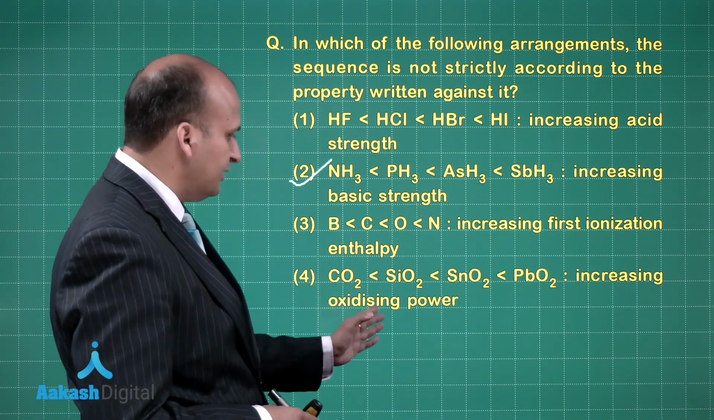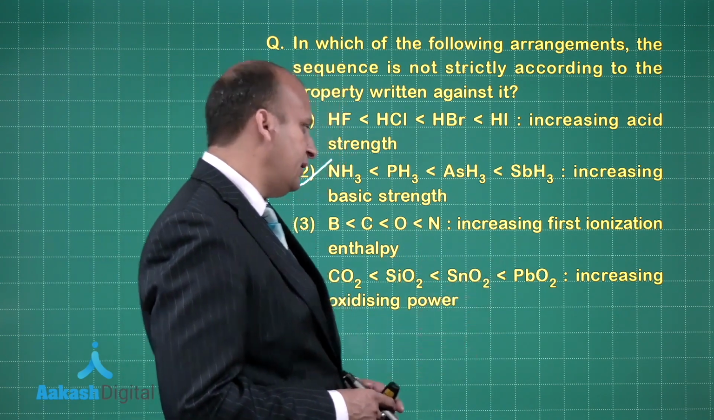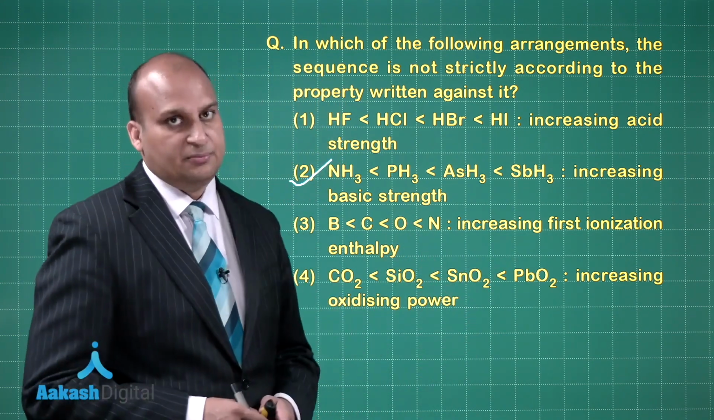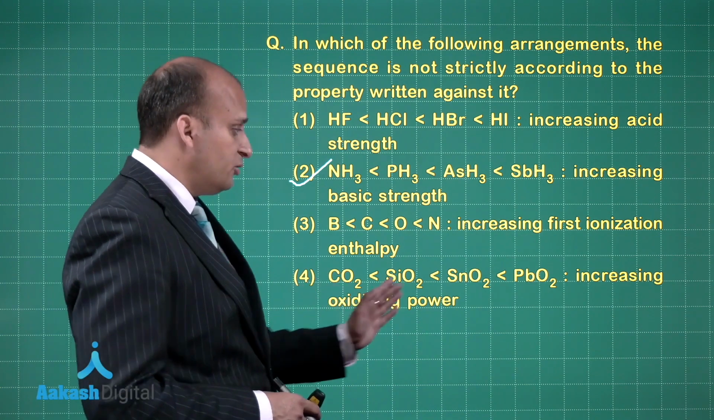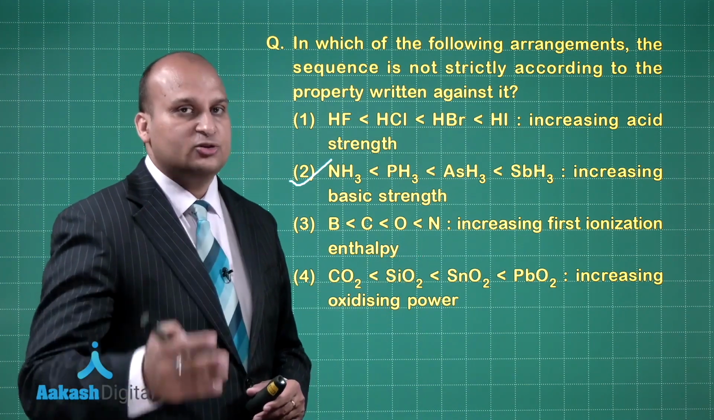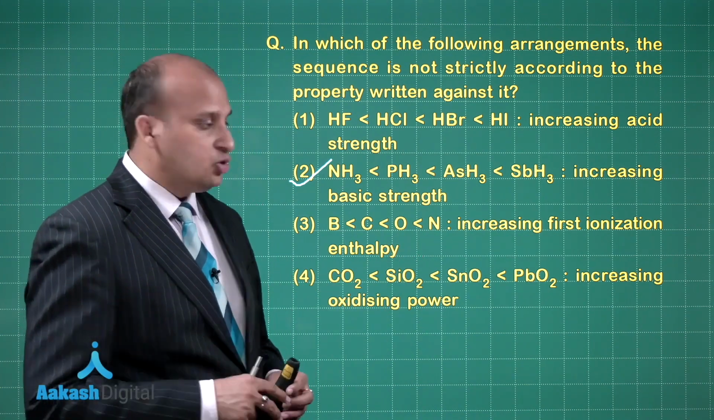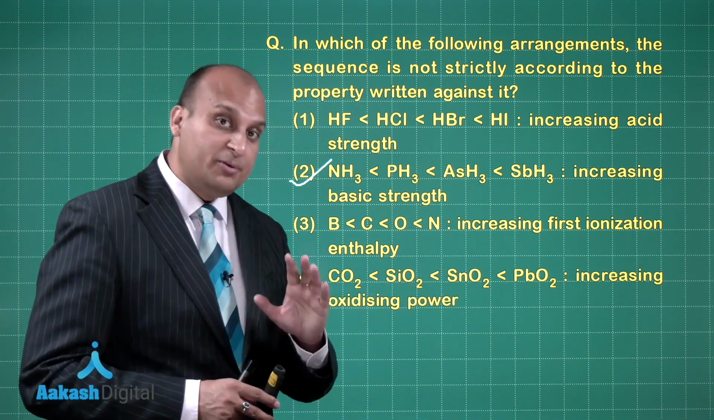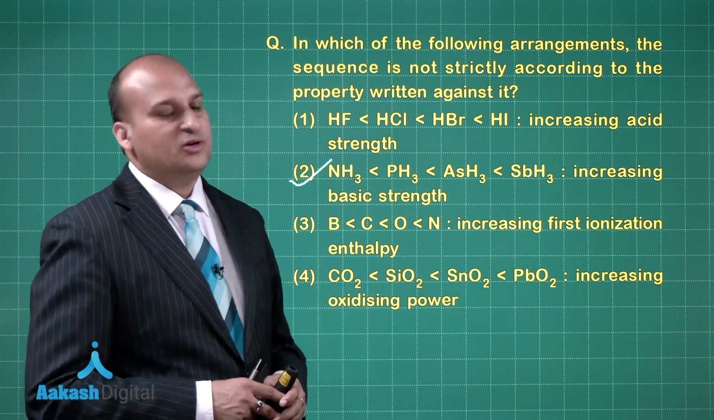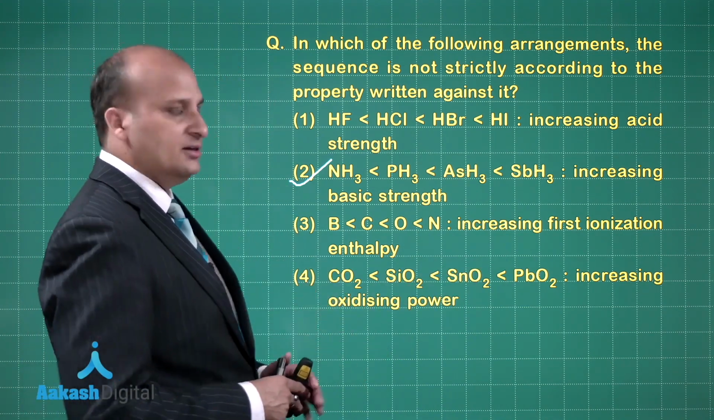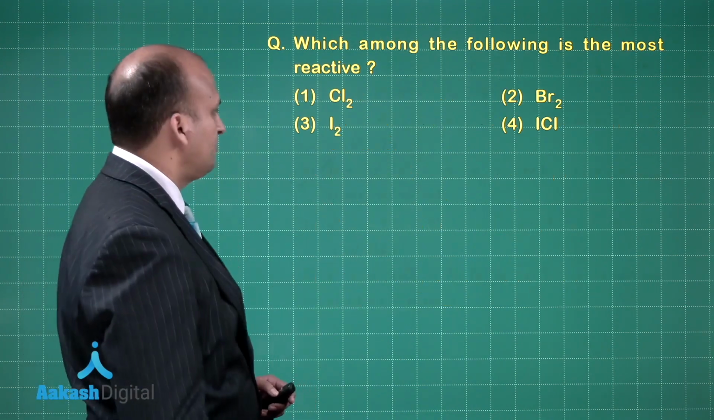Carbon dioxide, silicon dioxide, tin dioxide and lead dioxide in the increasing oxidizing power. Yes, because as you are going down the group, the ability to release oxygen is more. Also, lead is more stable in the +2 state as compared to the +4 state. Anyways, the correct answer is choice number 2.